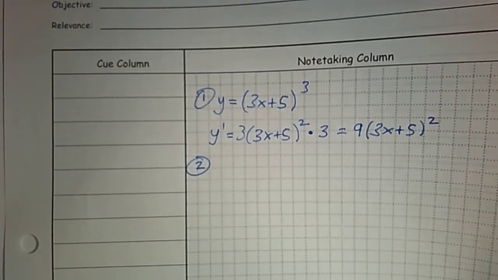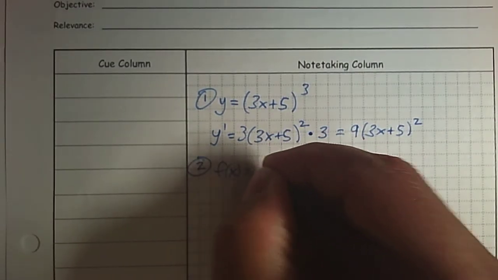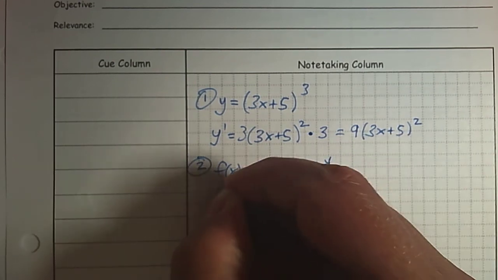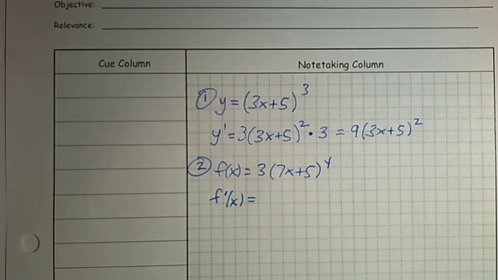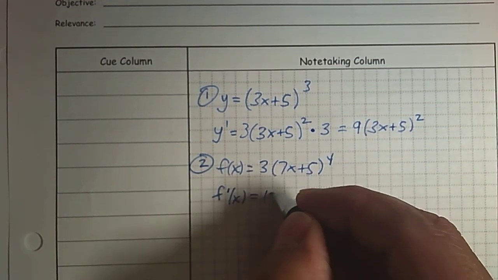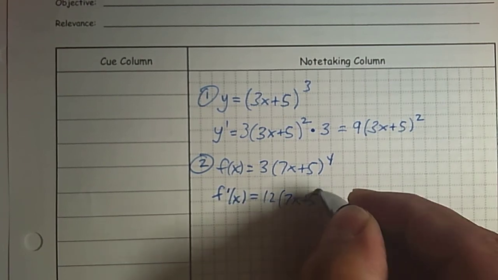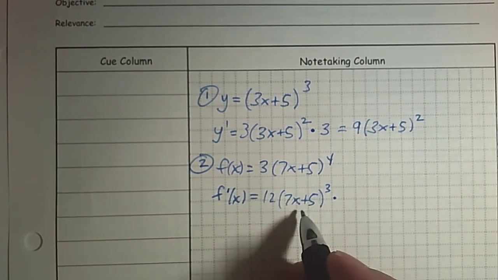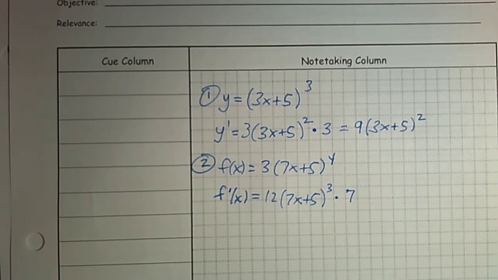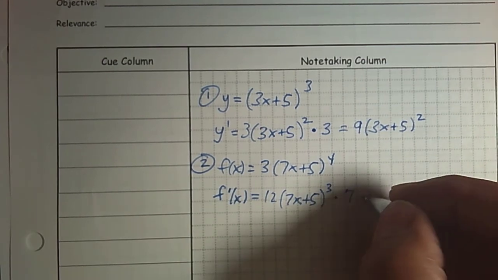All right, number 2, f of x equals 3 times (7x plus 5) to the exponent 4. So use correct notation for the derivative. That's f prime of x. So the chain rule, we're going to go 4 times 3, that's 12. (7x plus 5), subtract 1 from the exponent. Then the derivative of the base, which is 7, and that's done. Now, of course, you could go 12 times 7 and write that answer as 84 if you wish.